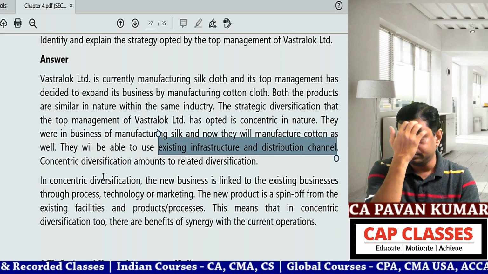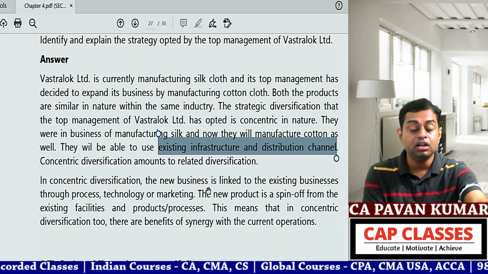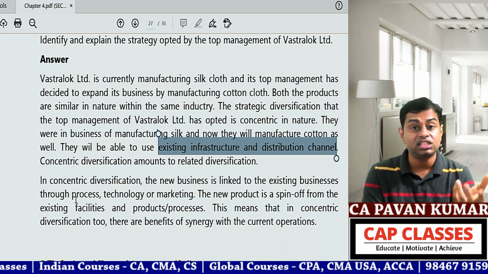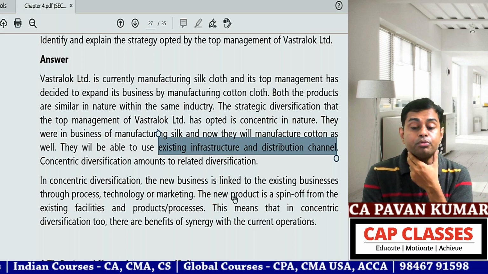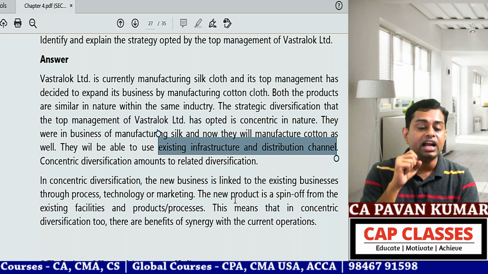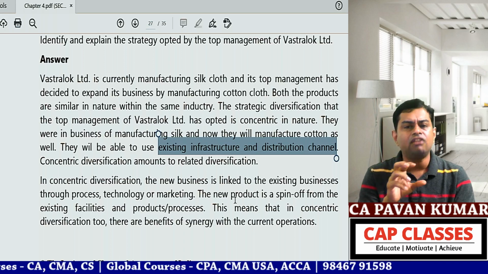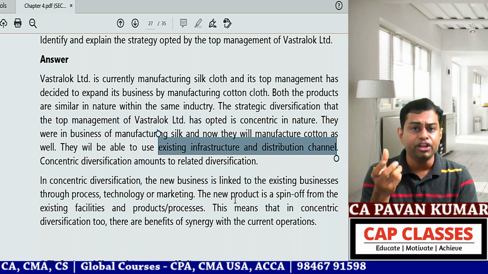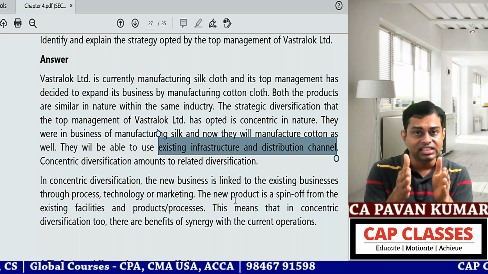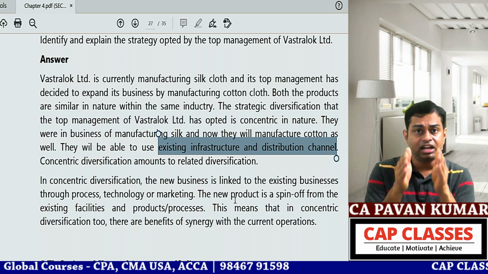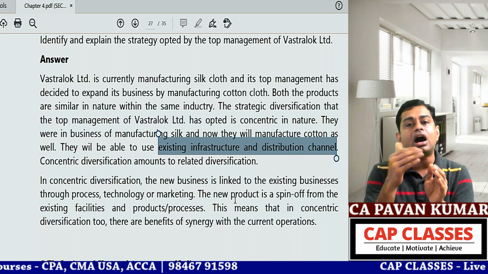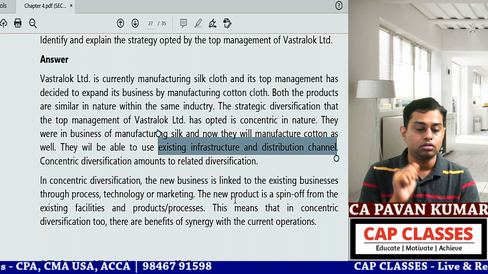In concentric diversification, the new business is linked to the existing business through process, technology, marketing, etc. The new product is a spin-off. Spin-off means separating from the existing facilities, products or processes. Spin-off, hive-off, demerger, these words we use, they mean separation. Say for example, the present factory you are using now for silk manufacture, now you will give a small part to cotton manufacture also.